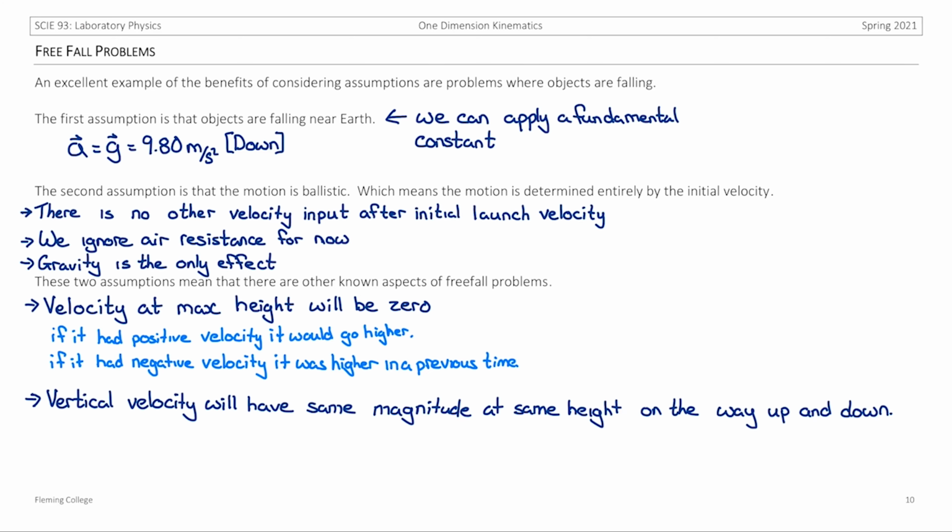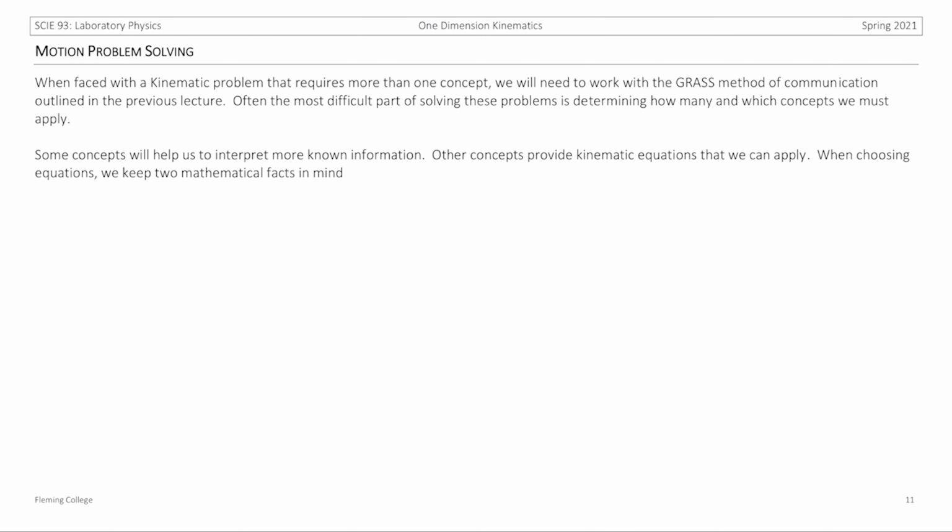We can use these assumptions to add given information to problems that we have determined are free fall problems. Now, some kinematic problems are as simple as applying one equation. But when we're faced with a kinematic problem that requires more than one concept, we will need to work through that GRASS method of communication outlined in our previous lecture. And often the most difficult part of this problem is determining whether or not you need multiple equations and which of the equations or concepts apply.